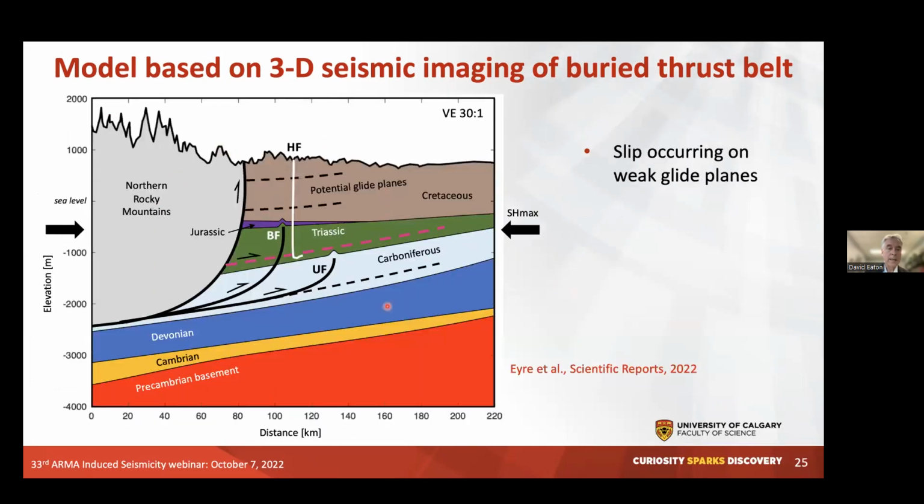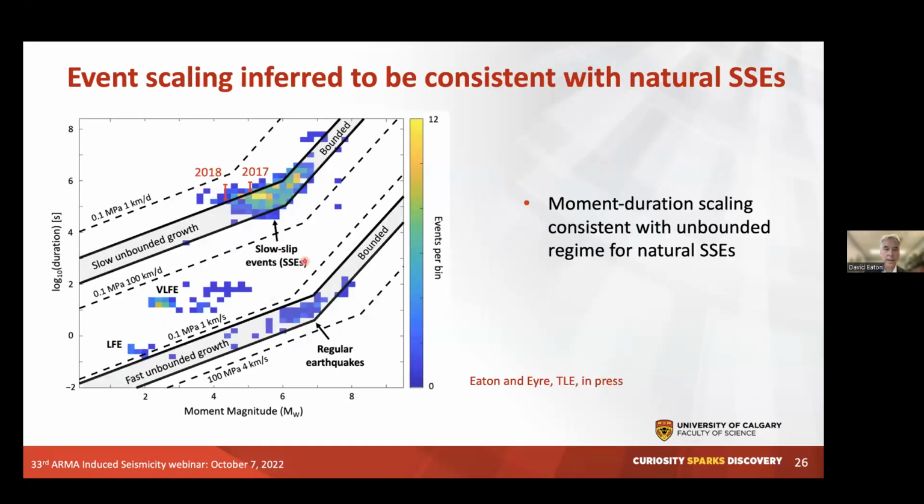In a more regional view, this is a hugely exaggerated cross section showing the northern Rocky Mountain thrust belt. Over here, we're seeing the foreland buried thrust system, which we argue is being activated during the hydraulic fracturing. There are known weak glide planes within these units that have been recognized based on geomechanical work. And so we suspect that the fault that was activated coincided with a weak glide plane.